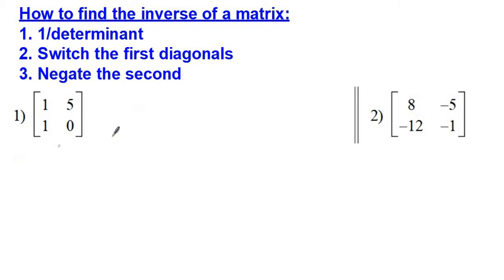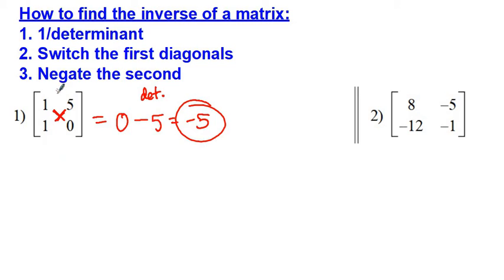First step right here is we'll find the determinant of this matrix, and DET just stands for determinant. Remember, the determinant is the first diagonal multiplied, which would be 0, minus the second diagonal. 5 times 1 would be 5. 0 minus 5 equals -5.